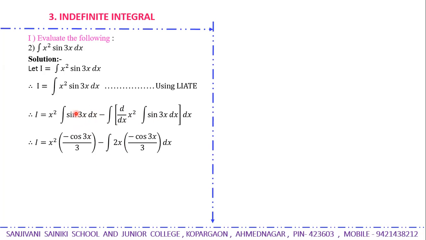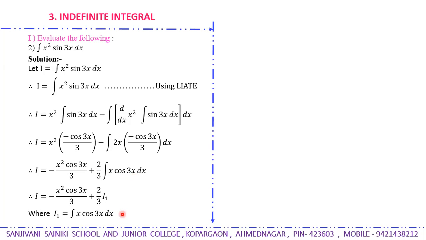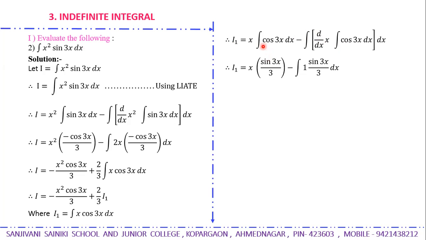So the integral of sine 3x is minus cos 3x upon 3, and the derivative of x square is 2x. This minus and this minus will become plus, and I can take 2 upon 3 common. So 2 upon 3 integration of x cos 3x. Again use further by parts to evaluate this integral: first function as it is, integration of the second minus d by dx of the first function into integration of the second function. Now the integration of cos 3x is sine 3x upon 3, and the derivative of x is 1.